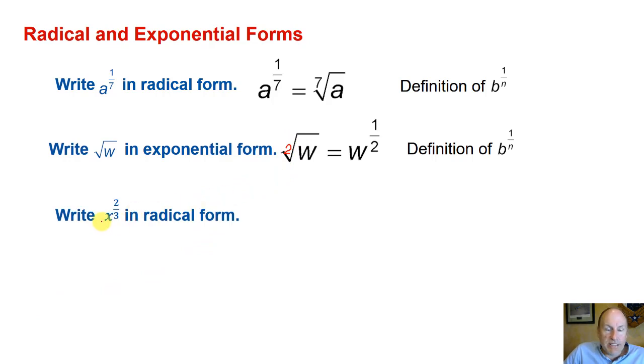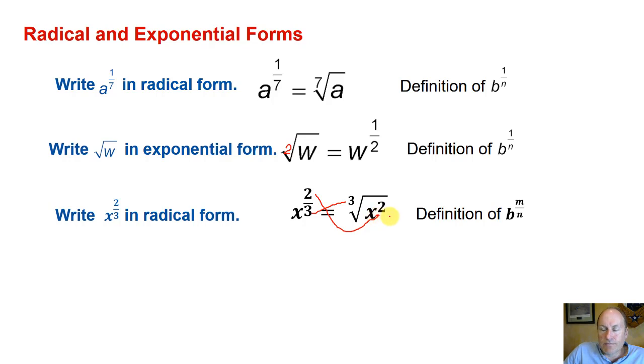And the last example is that b to the m over n form. So x to the 2 over 3, or x to the 2/3, in radical form becomes the third root, because the index is the root, of x to the second power. The n, or the root, is the 3, and the m is the numerator of the power.